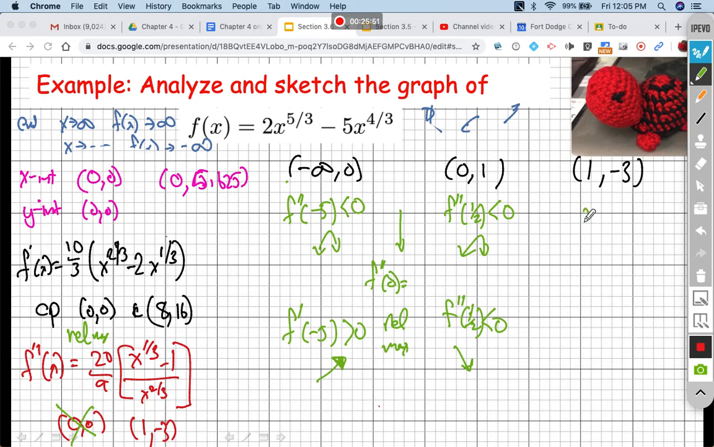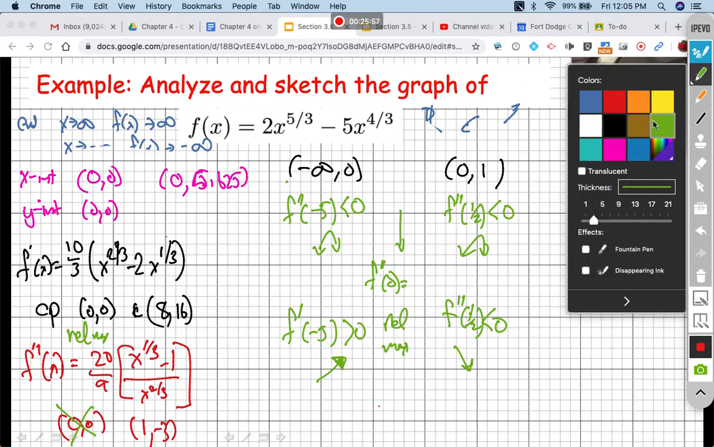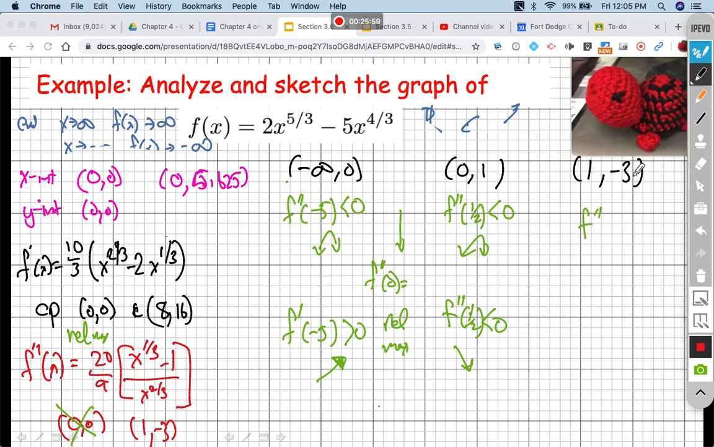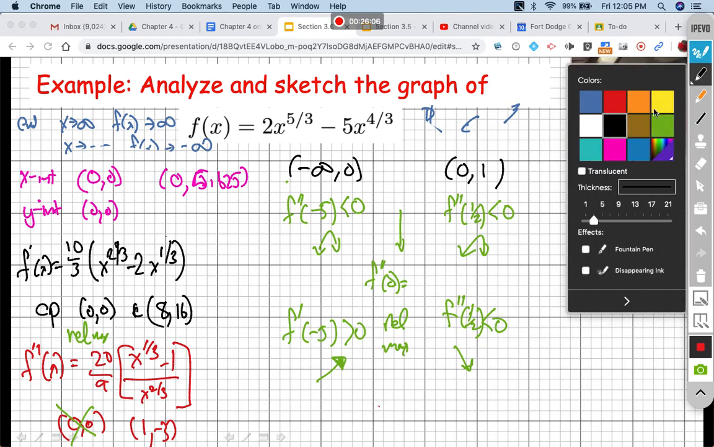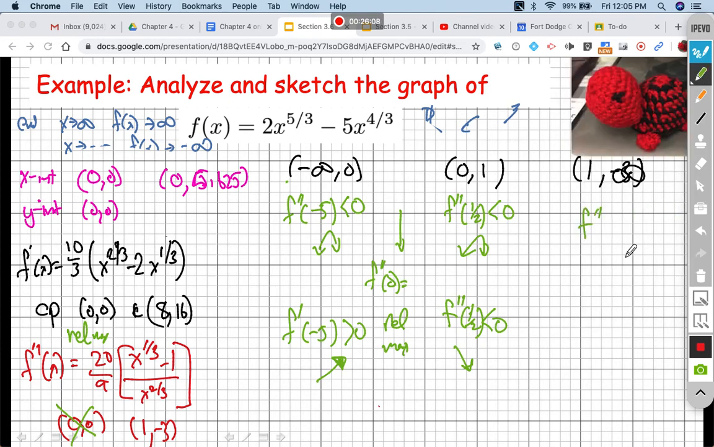We look at 1, negative 3, so let's try 1, negative 3. Why am I going to negative 3? I don't know. It's been a long morning, obviously. This is 1 to infinity, so we will check that at, let's go with just 5. Again, 5 to the 1/3 power is going to be bigger than 1. So that's positive, positive, positive. This is greater than 0, so we're concave up.